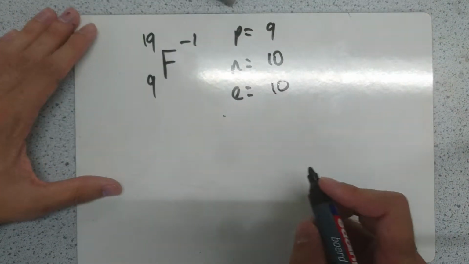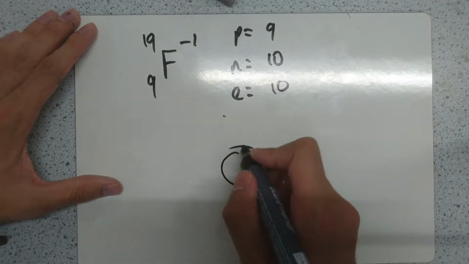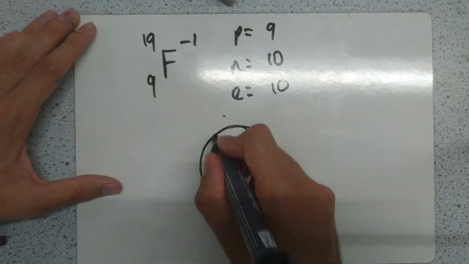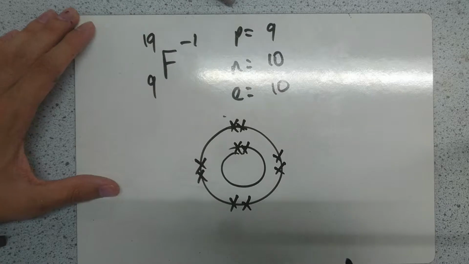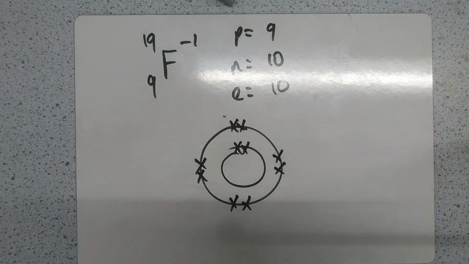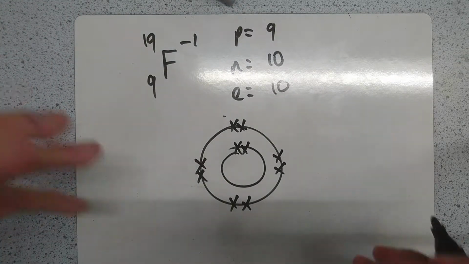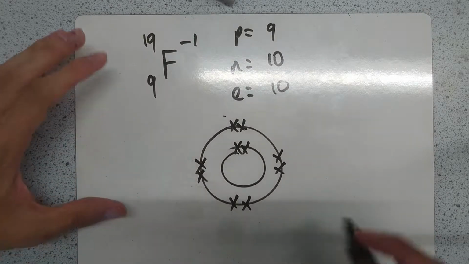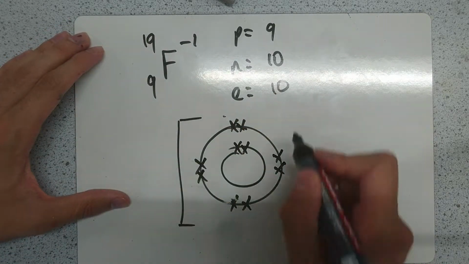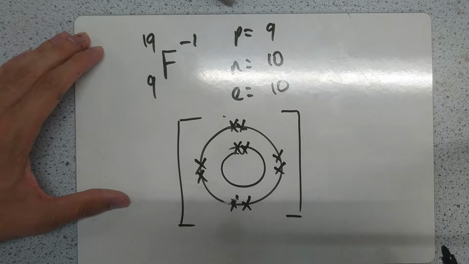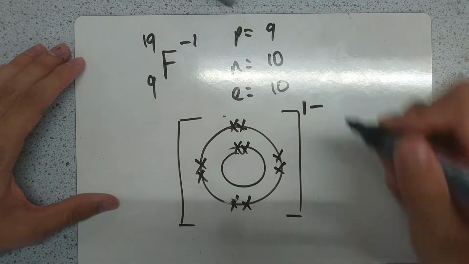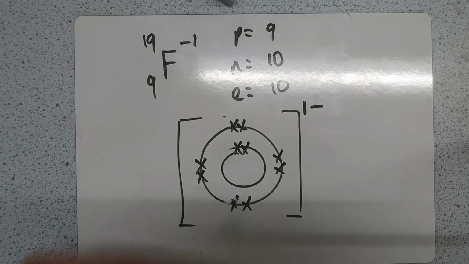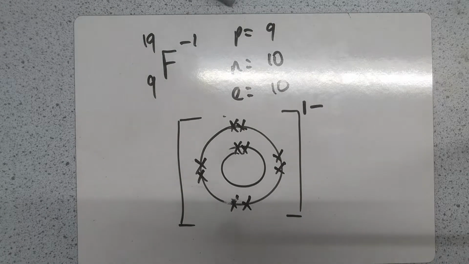So now, when we draw its electron configuration, we can add 10 electrons in. Now, this could very easily get confused with neon. So to identify this as F-, we show it's the fluoride ion by putting brackets around it and then what the charge is in the top right-hand corner. And then we could work backwards to identify that this is a fluoride single minus ion.